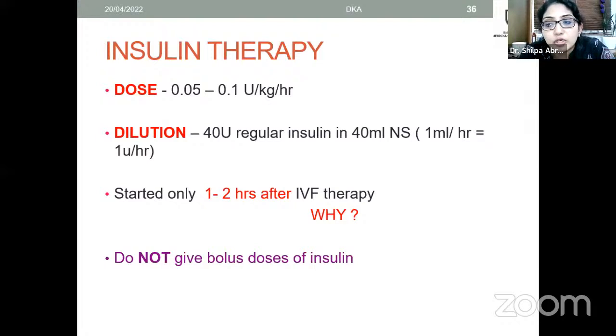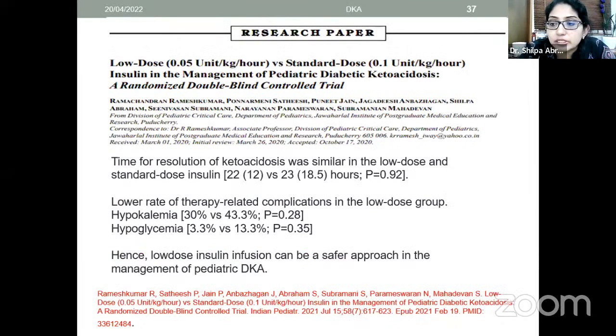And that can bring down your osmolality very rapidly, which we do not want. So that is why we don't want to start insulin in the first hour, nor do we want to give a bolus dose of insulin. Okay, so no boluses and no insulin in the first hour.